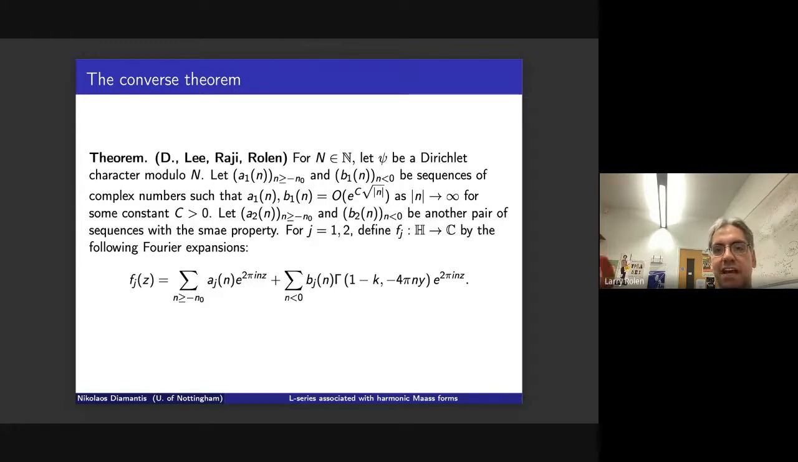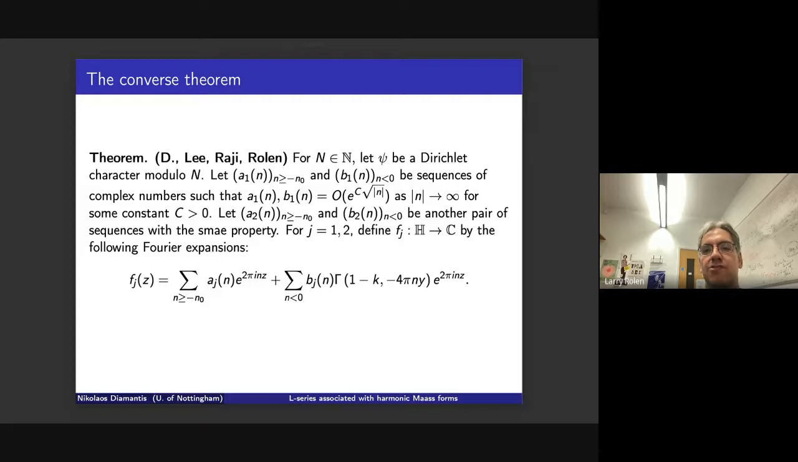We have the usual things, n, psi, a Dirichlet character modulo n, and we look at two pairs of sequences. The first pair of sequences is denoted by a1(n) and b1(n), and the requirement is that it should have this, as I called it, weak exponential growth, because we have the square root of n. And now we also require a second pair of such sequences with the same property.